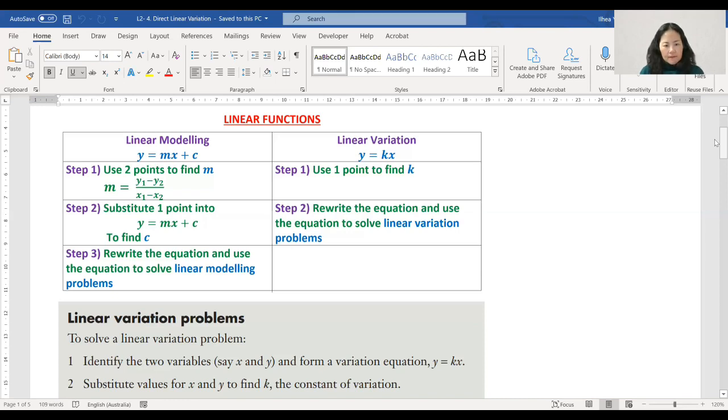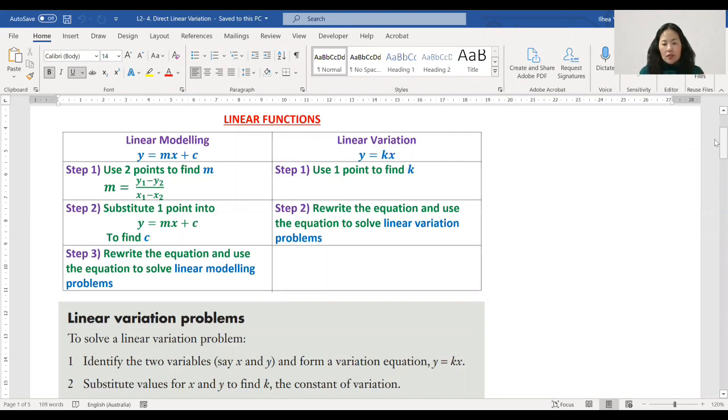Now, step 2 is to substitute the gradient we got from step 1 into the linear modeling equation, and then you substitute another point. Of course, you can use the same point as step 1, A and B, or a completely different point if you have them, into y equals mx plus c to find c. Whereas in linear variation, step 2, you just rewrite it, because we found the k. We don't need to do anything else. So y equals kx, you just put the k in, and that is your completed equation.